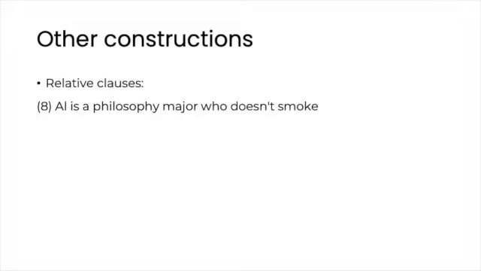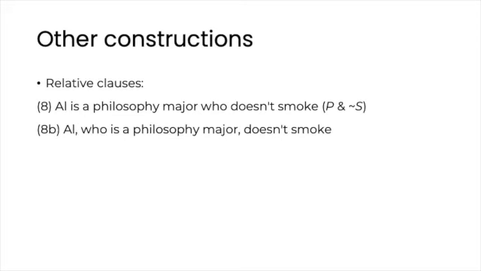There are other English constructions that can be understood as sentential conjunctions, and so can be expressed with the ampersand. Take, for instance, relative clauses. A sentence like "Al is a philosophy major who doesn't smoke" is simply understood as the conjunction of "Al is a philosophy major" and "Al doesn't smoke." And so it's represented as P ampersand not S. Similarly, "Al, who is a philosophy major, doesn't smoke" has a slightly different syntax, but don't let that fool you. It's also represented as P ampersand tilde S.